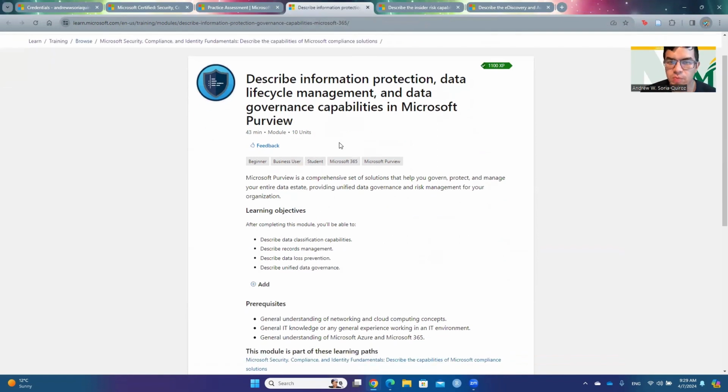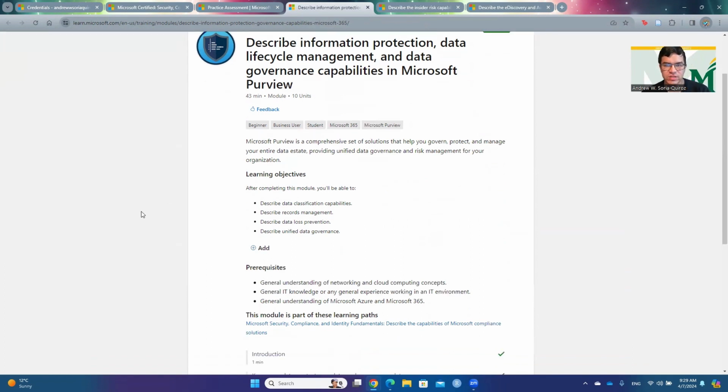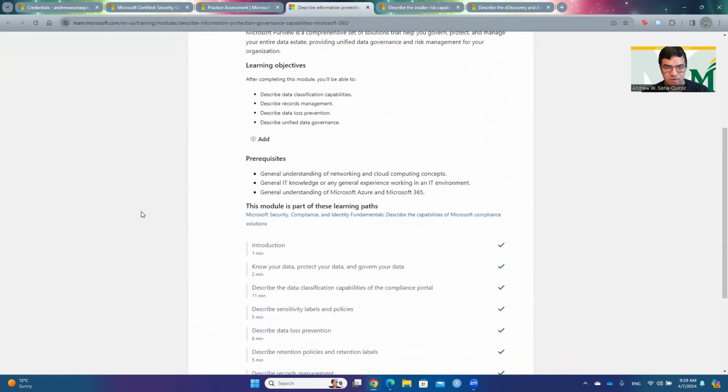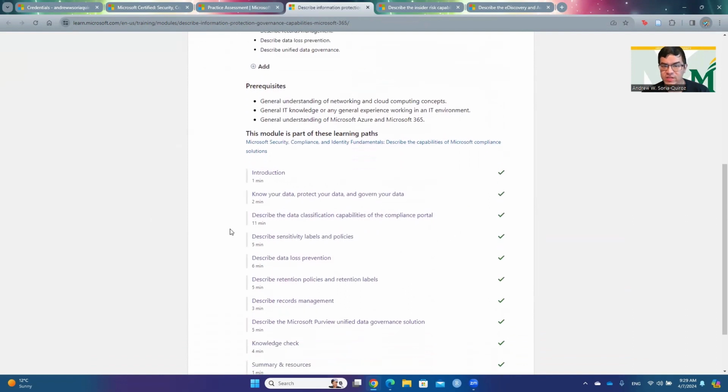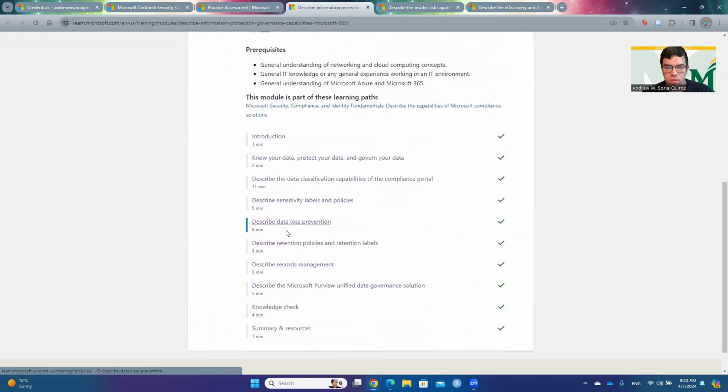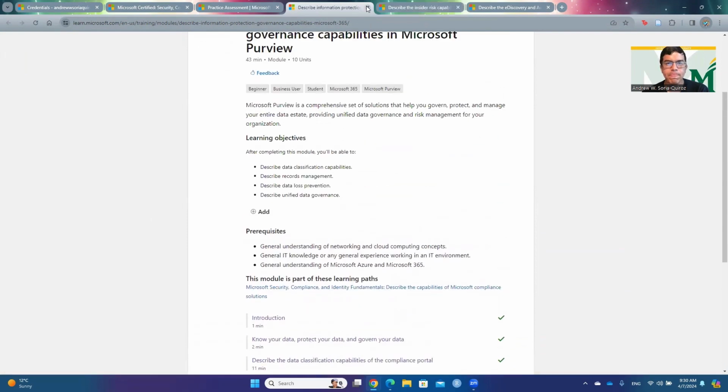Then you will go into another Purview path. In this case, it's information protection, data lifecycle management, and data governance, where you can see how you can govern your data and use your data on different stuff, such as data classification. That will be very important. Sensitivity labels, you might be used to them if somebody at your work, for example, sends you an email and says sensitive. That is a sensitivity label in Outlook. Data loss prevention, data retention policies, records management, Purview unified data governance solution, and then your knowledge check.